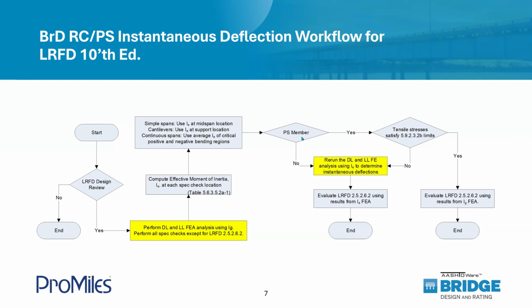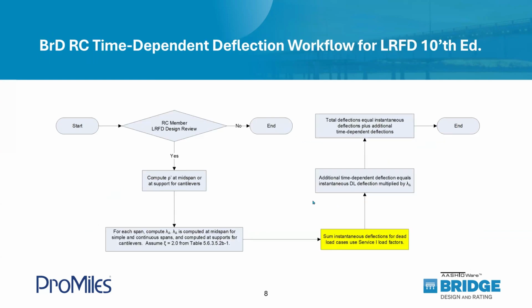Then along the way, we check if it's a pre-stress member, and that's just because for pre-stress members, if the tensile stresses are low enough, then we don't really have to do the second analysis based on I effective. We can just go with the deflections calculated based on I gross. So it's this branch here. But if it's a reinforced concrete member or PS member with large enough tensile stresses, then we run this second analysis using I effective, and then we check that article that we skipped here using the deflections coming from I effective. And I'm going to just pause right here.